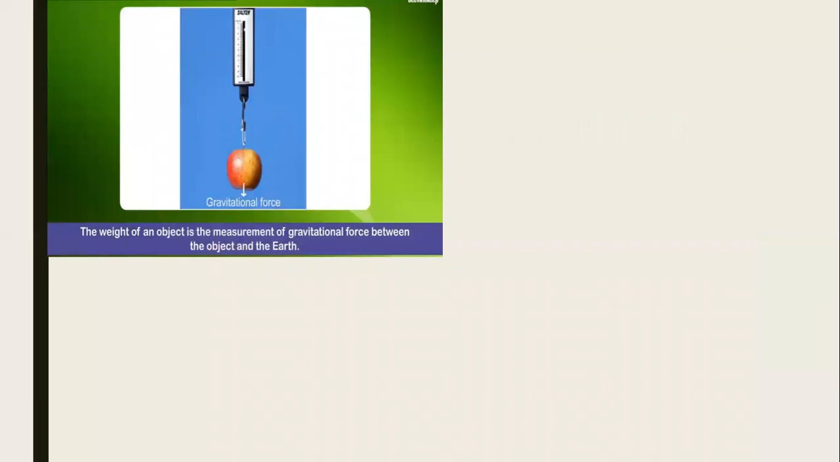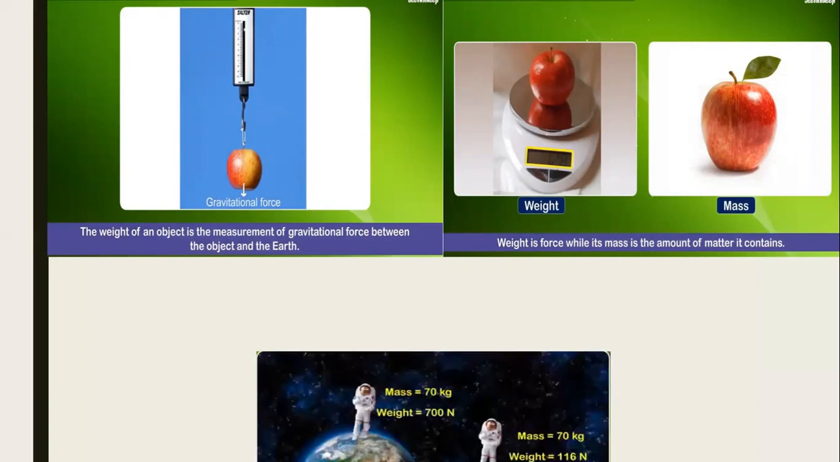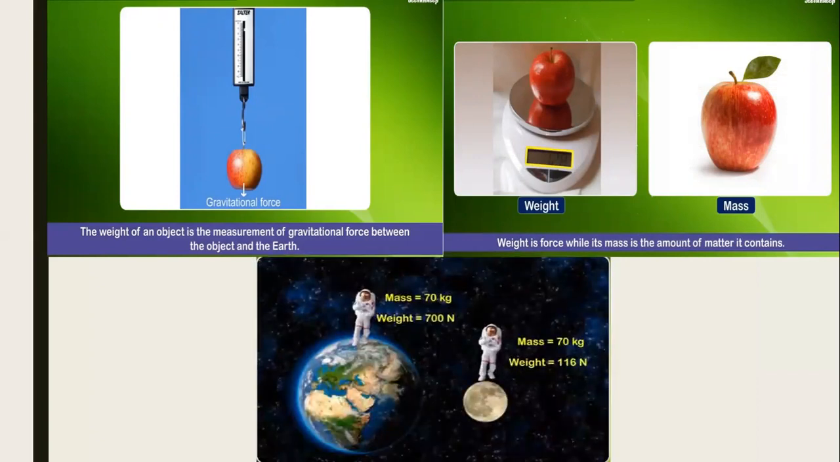The weight of an object is the measurement of gravitational force between the object and the earth. While weight is a force, mass is the amount of matter it contains. Hence, the mass of the object stays the same wherever it is, but its weight changes. This happens when an object is moved to a place where gravity is either stronger or weaker.